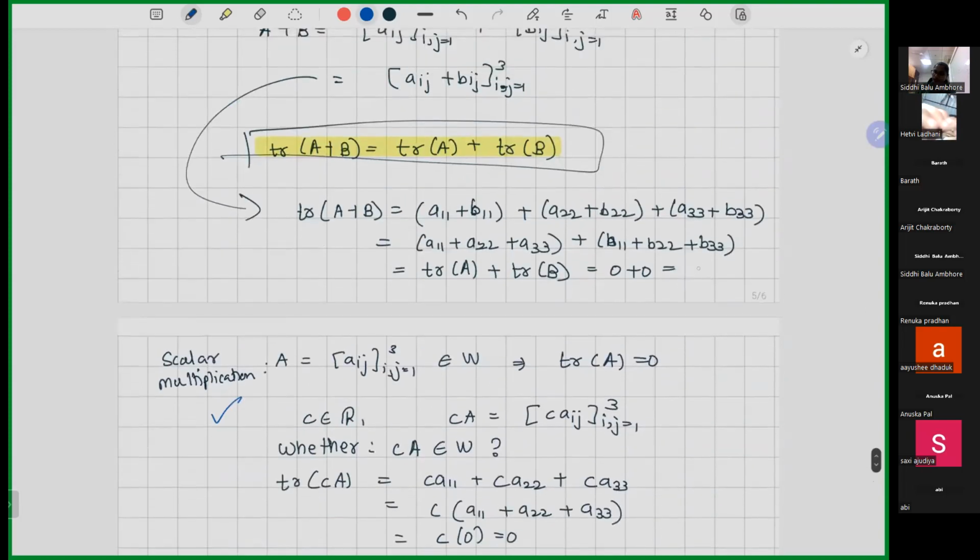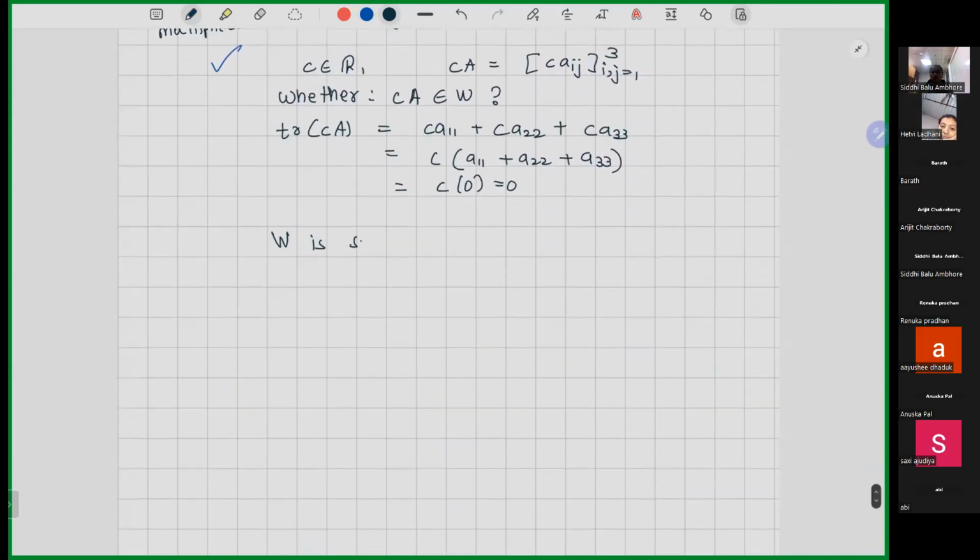Okay, I wrote 0, which belongs to W, so this implies, let me write it clearly, which is 0. And since trace of A plus B is 0, it implies A plus B belongs to W. So we also have addition is closed under W. So W is a subspace of V. Okay, any doubt?